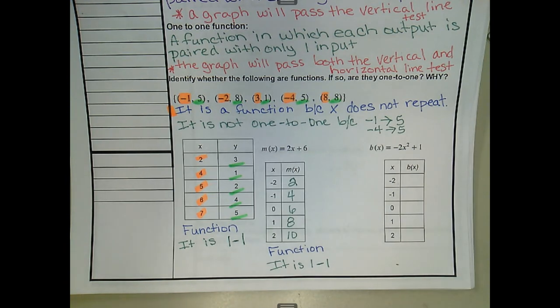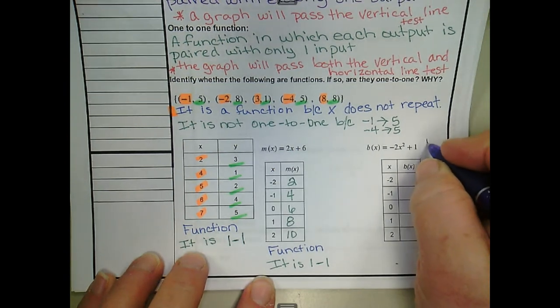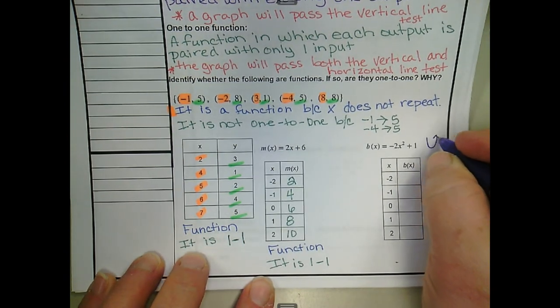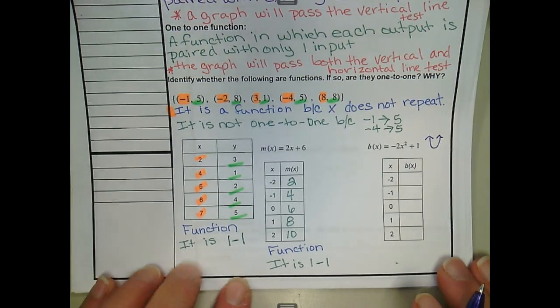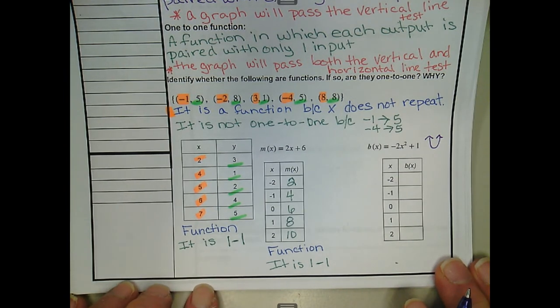What if we have a quadratic? Picture in your mind, what does a quadratic look like? If I'm thinking about a quadratic, it has a special shape. We call it the parabola shape. Think about which it would pass. Would it pass a vertical line test and also a horizontal line test?